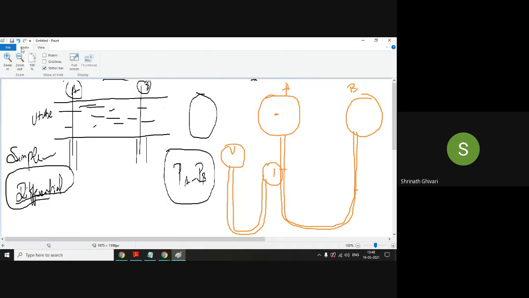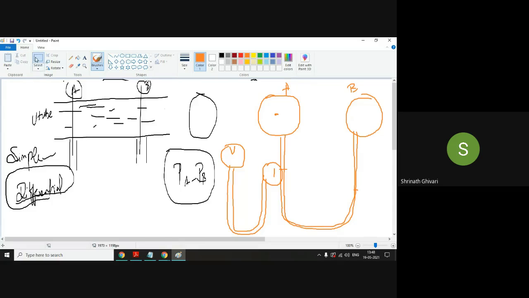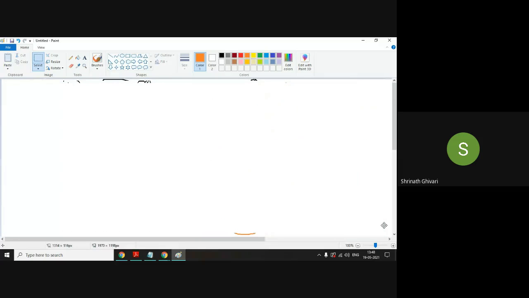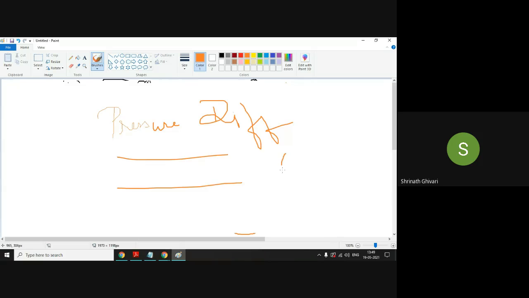So that is just an explanation of how it works. What is simple manometer and what is differential manometer? Simple manometer measures the pressure, but differential manometer measures the what? Pressure difference. Measures the pressure difference in the same pipe or in two different pipes of different levels.